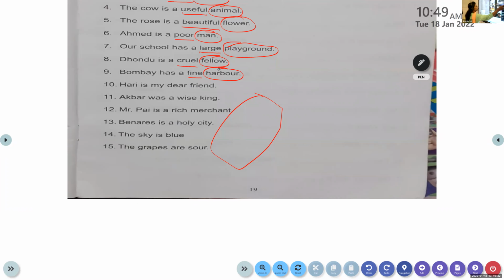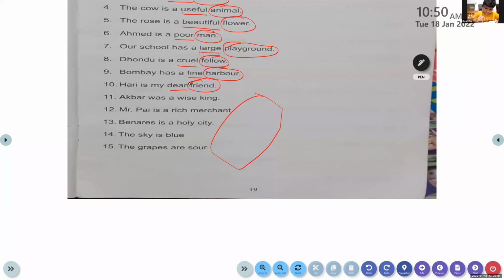Okay, Ujjwal, come on. Do the next question. Hadi is my dear friend. Adjective is dear. Yes, very good. Dear is the adjective and it describes the noun friend. Very good, Ujjwal. Now, Dulkafil, come on. Do the next question.